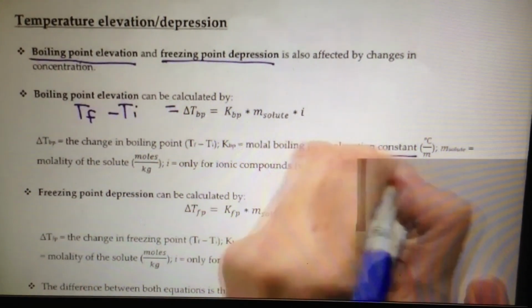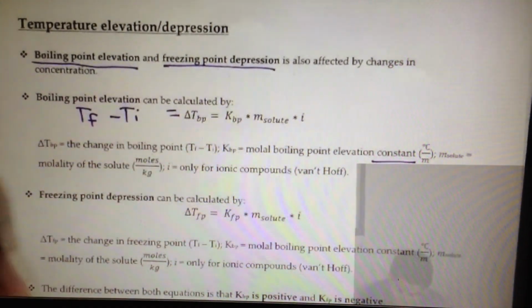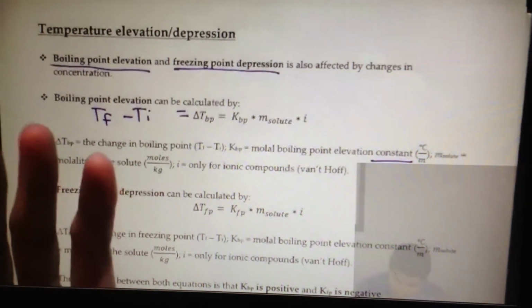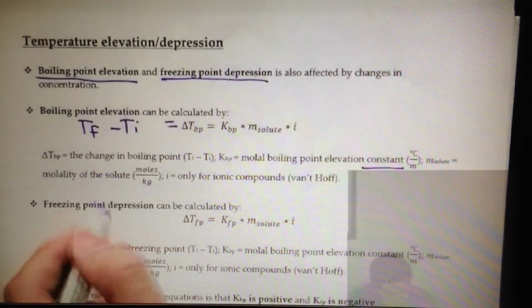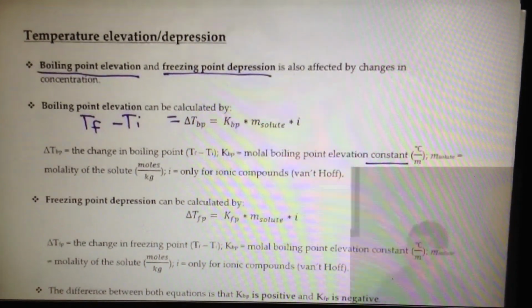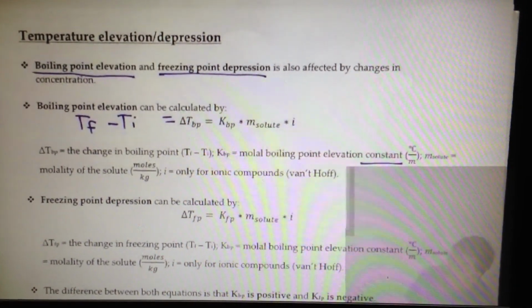KBP is a constant that must be given to you. It's not something they're going to pull out of nowhere. You have to be given it. M is the molality of the solute. So that's why we needed to know molality. I is the Van't Hoff factor.